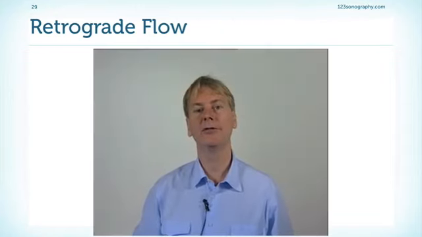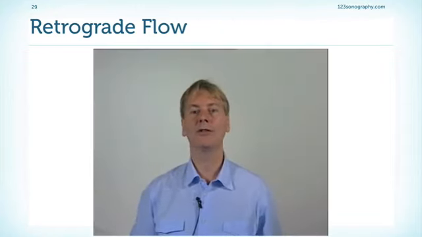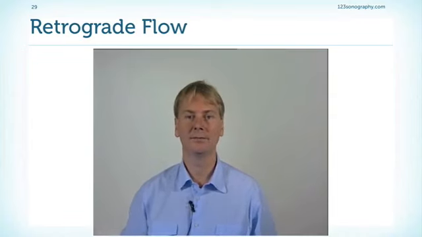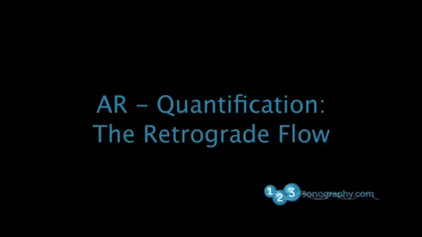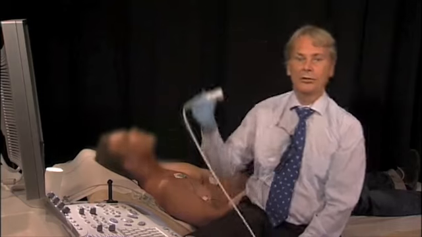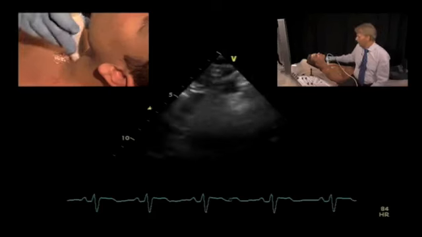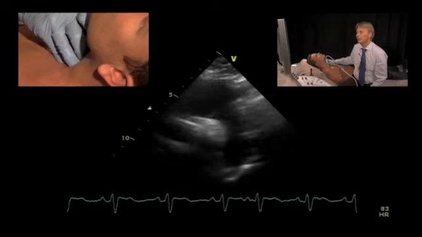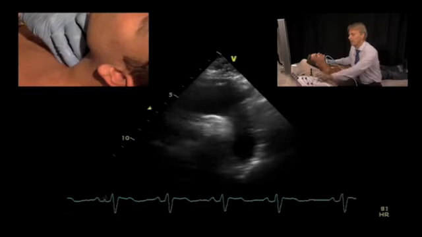With all this background information in mind, let's now go back to our patient and let's take a look at his retrograde flow. I always find it very important to also look at the retrograde flow in the descending aorta to quantify regurgitation. How do we go about? We image from a suprasternal position. This is the descending aorta here.